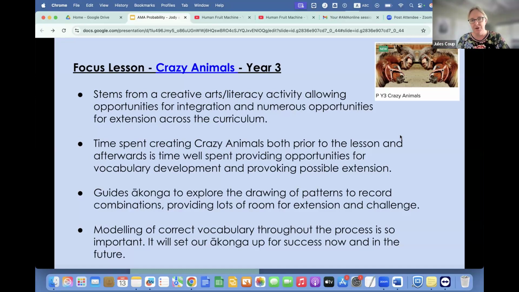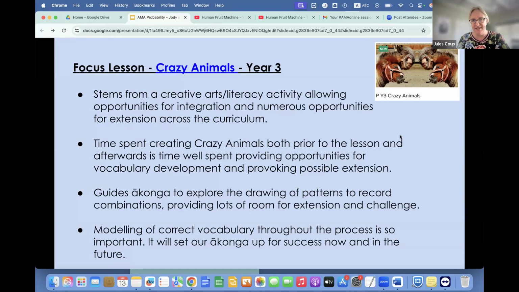Because this lesson starts with just two animals with three body parts, there is a lot of room for extension and challenge. There's a lot of room to explore both the actual combinations and patterning and the way you're recording the patterning, but also the idea of introducing a third crazy animal or 4 body parts, or pulling it back to two animals with 2 body parts to explore the algebra behind it, I guess. So it's quite an exciting lesson.